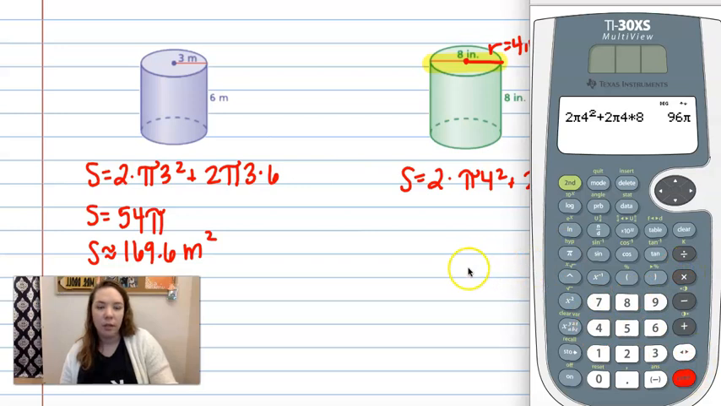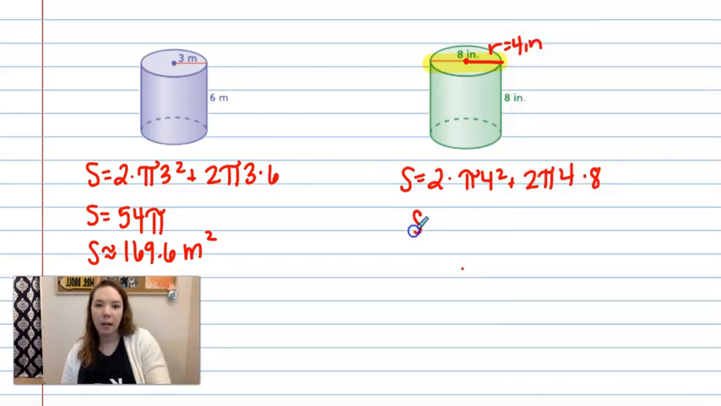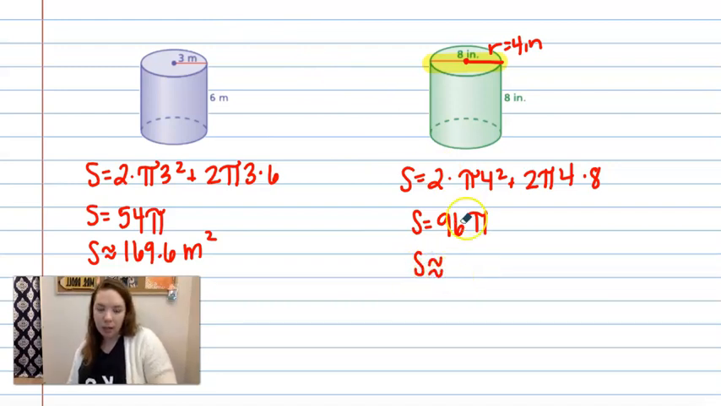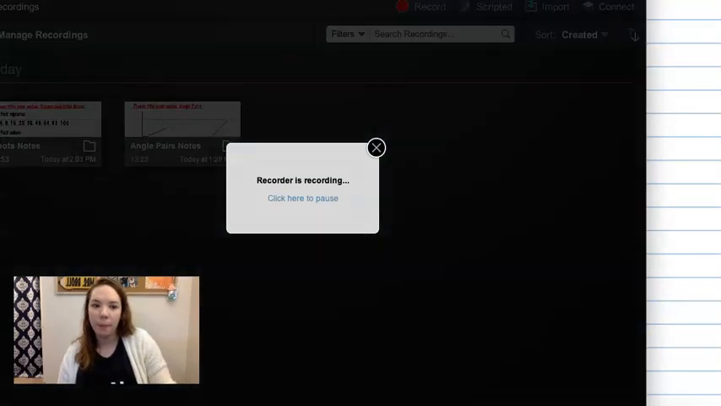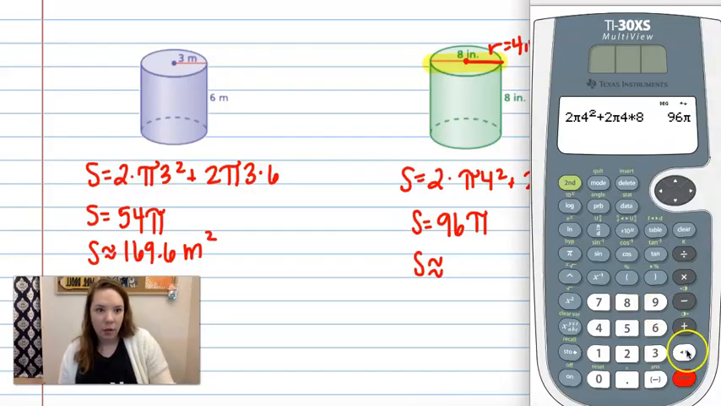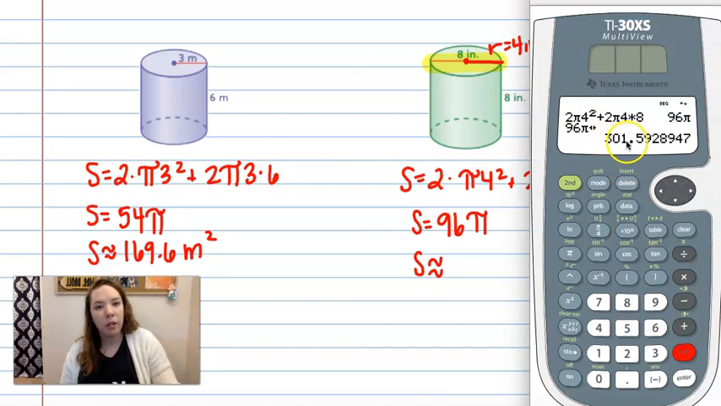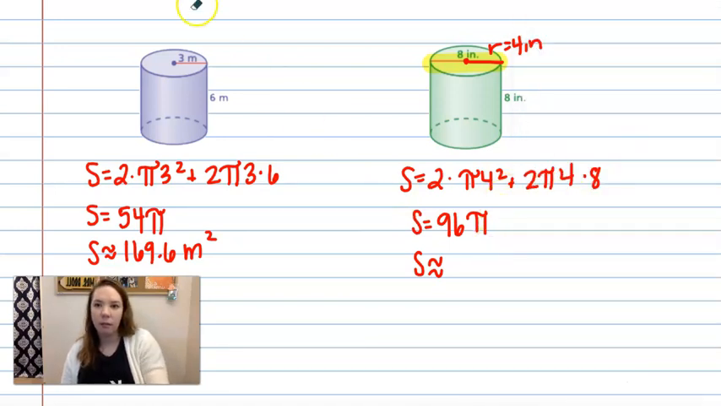So exact form is 96 pi, and you can use this normal equal sign because they're exactly equal. If you're approximating, we switch to this wavy equal sign, which is called approximately. We're approximating. Oh, that's not what I want. So you hit your toggle button, and that'd be 301.6 square inches, and really these should also be labeled.